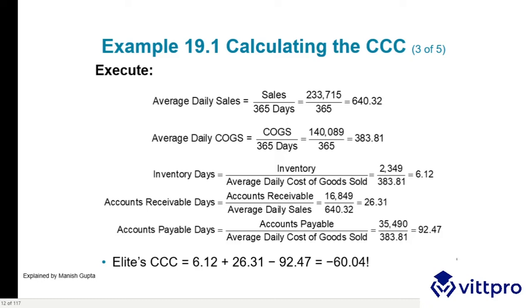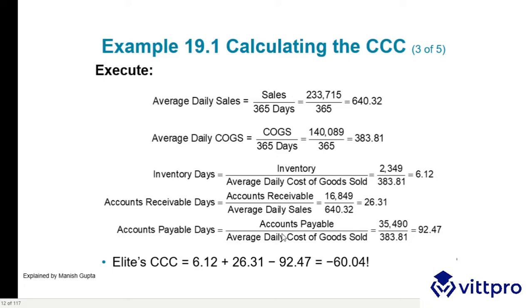They are basically using their suppliers' money to finance themselves, right? You can see it from logic. Their average inventory is $2,000. Accounts receivable is 16,000. So their total own investment is what? 16 plus 2, 18,000, right? And accounts payable is 35,000. So it means they didn't invest anything from their side. They just get their suppliers to supply them first.